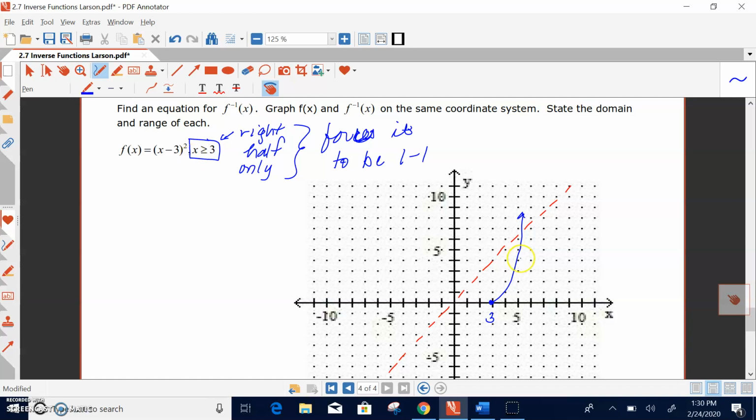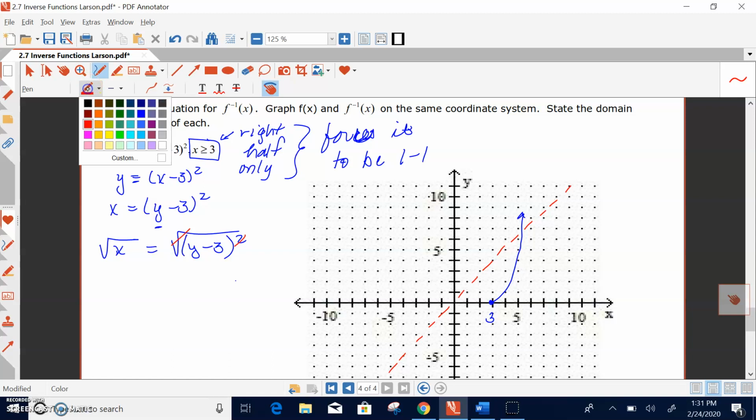First, prove that it's 1-to-1, and it is. The second step is to replace f of x with the letter y. Then we have to interchange our x's and y's. Then we have to solve for y. And to solve for y, I have to get rid of this square. So I'm going to have to square root both sides. By square rooting both sides, I'm going to knock out that square. Square root and square undo each other.